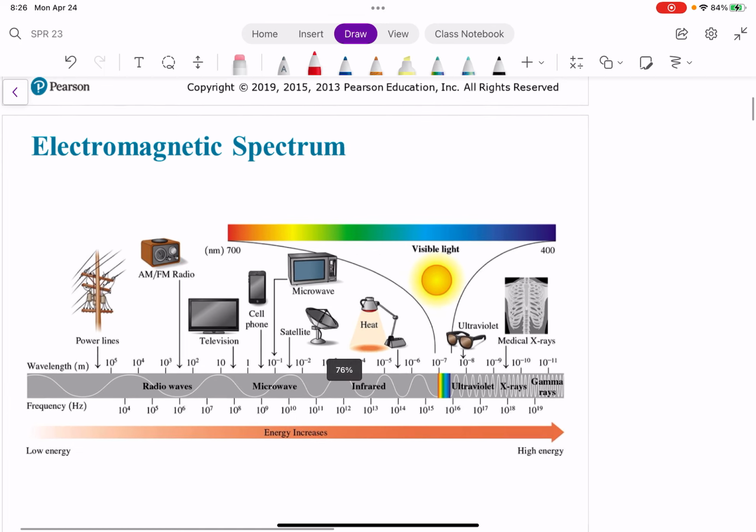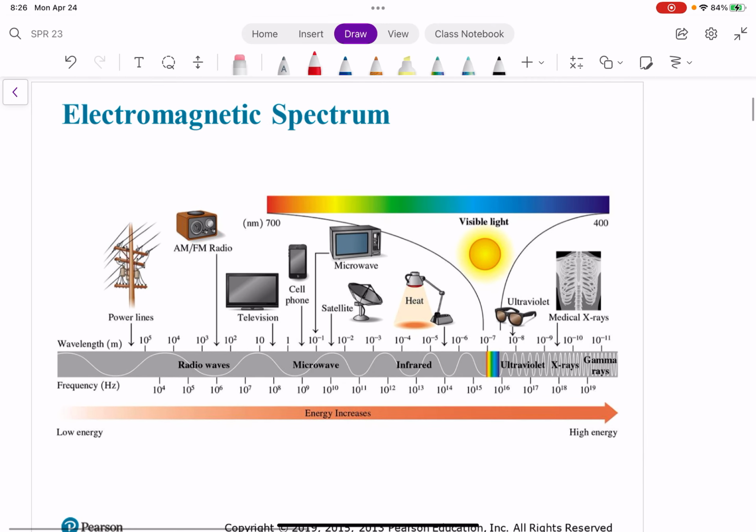So you might have seen this, the electromagnetic spectrum. As you're reading this from left to right, the energy of your wave is increasing. On the left here, you see radio waves. They have longer wavelengths, so they're lower in energy. And then gamma rays, X-rays, UV rays on the right there, those are shorter wavelengths.